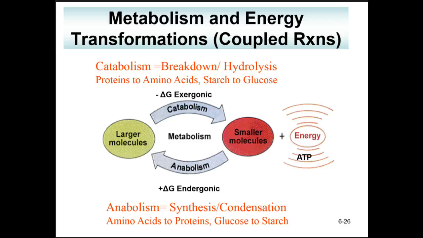Anabolism is the synthesis, condensation, or the production of macromolecules. For example, amino acids reacting to make proteins and glucose reacting to make starch. These reactions are anabolic and often require an input of energy, and this makes them endergonic. Oftentimes, the breakdown of larger molecules with the release of energy is coupled to the synthesis of molecules. So this would be considered a coupled reaction. So catabolism is often coupled with anabolism.